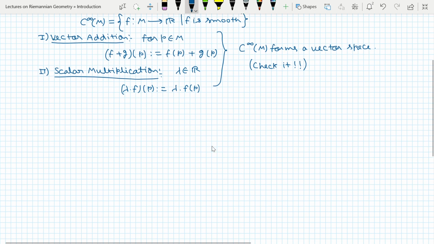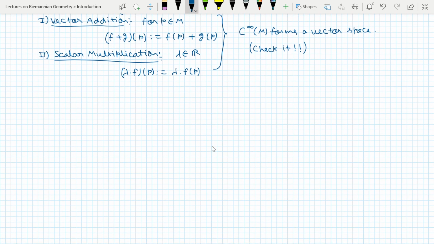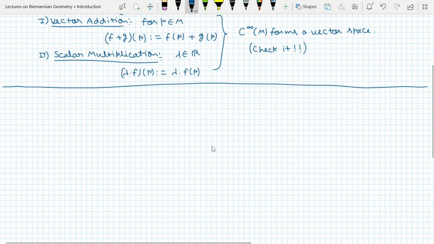Now, consider this our manifold. So let's draw a diagram because it's going to be very useful.